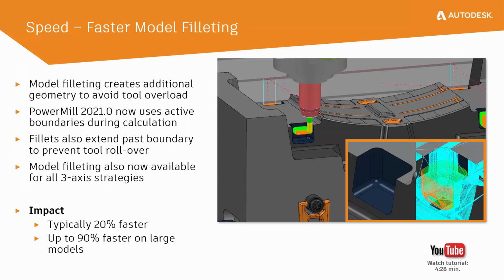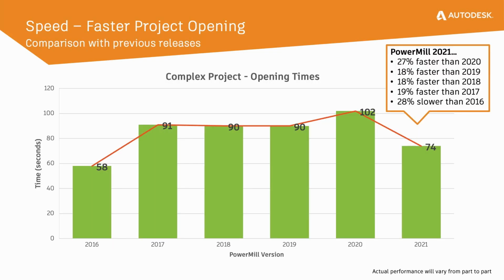So you can see that there's some significant performance gains here, but we've also improved the choice within the model filleting functionality so that this strategy is now available for a broader range, in fact, all 3-axis machining strategies that PowerMill offers. Still on the subject of speed, looking at the time taken to open projects, specifically projects with large numbers of hole features, we can see a similar pattern. PowerMill 2021 is significantly faster than the previous releases. So it's around about 18, 19% faster than the previous 4 releases.